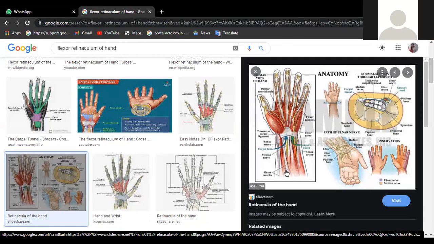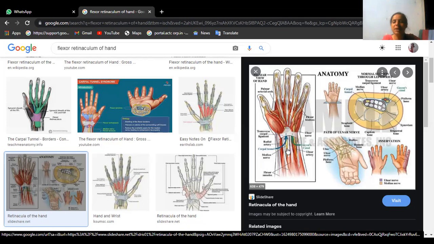Palmaris longus, flexor carpi radialis, flexor carpi ulnaris, flexor digitorum profundus, flexor pollicis longus, isn't it? All these tendons are passing deep to the flexor retinaculum. Median nerve also passes deep to the retinaculum, but ulnar nerve passes superficial to the retinaculum. If there is any infection over here, you will see there may be carpal tunnel syndrome.